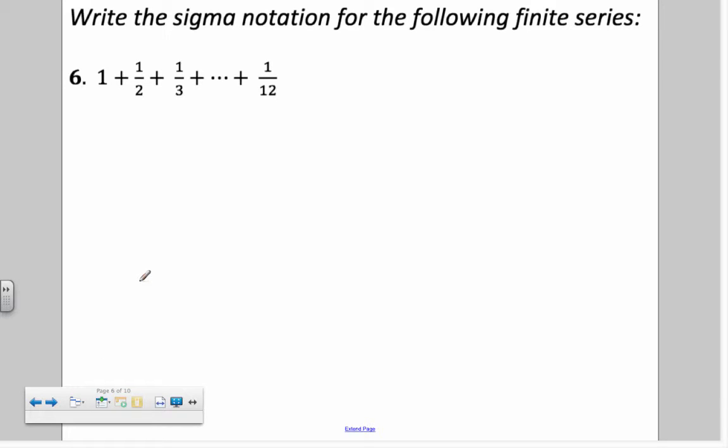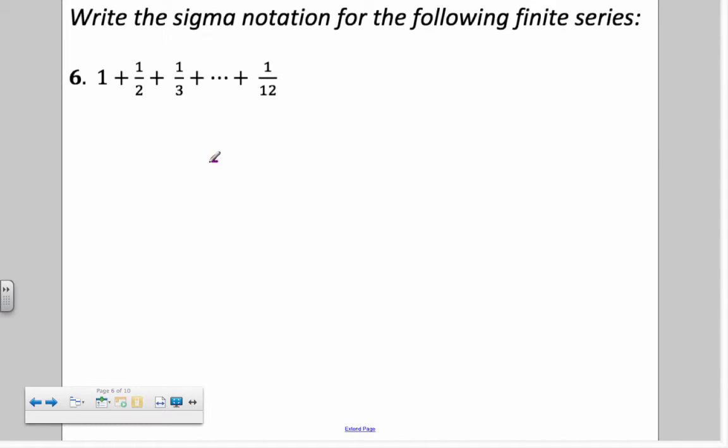Next, we're going to write the sigma notation for the finite series. Okay, so we have two types of series. We have a finite series and we have an infinite series. And a finite series means that I'm going from a starting point to an ending point, and that's it. The sequence is done. It ends. An infinite series would keep going on and on and on. So when we have a finite series, we're just going to add up the terms in those finite series. But all we need to do here is write the sigma notation.